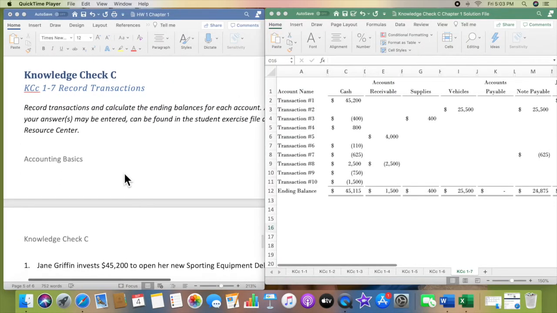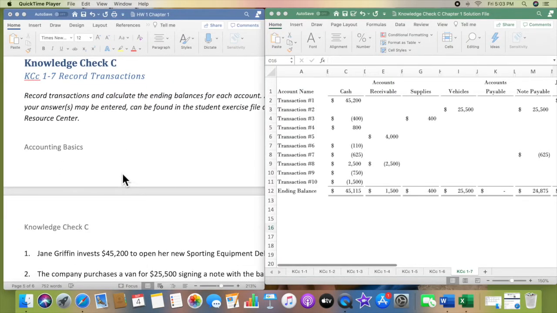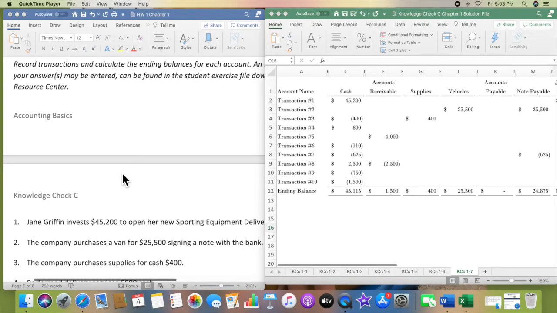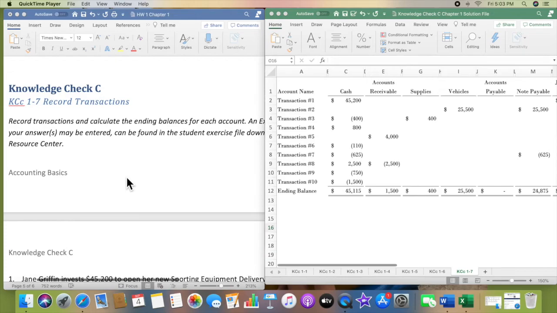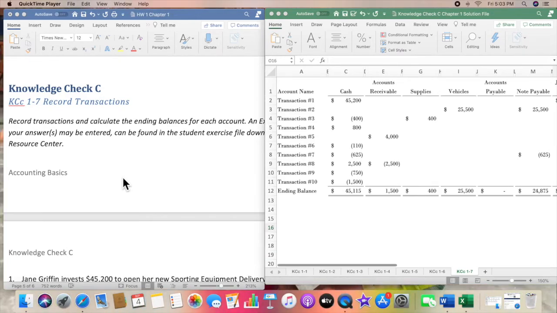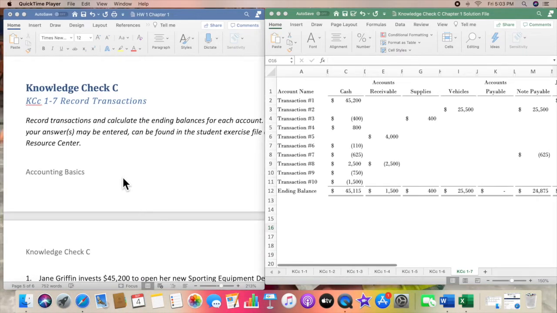Alright, so KCC 1 through 7, record transactions. There's an Excel sheet provided for you. What I really want you to do is input the formulas because I want you to understand how to input formulas on Excel.